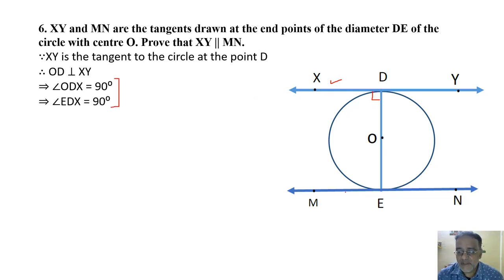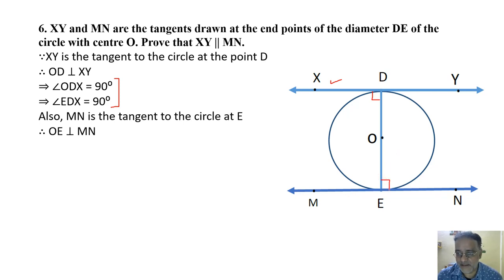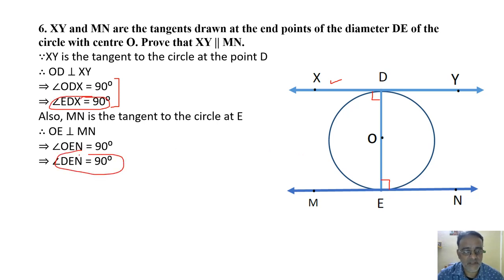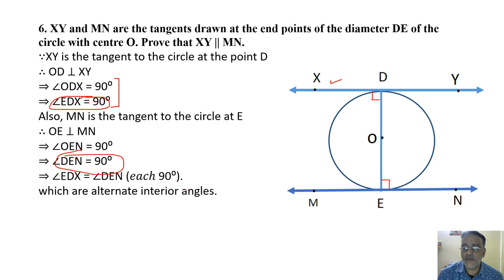Now next one, with respect to tangent MN, again OE is perpendicular to MN. So this angle OEN is 90 degree. So we can extend it to DEN. So now compare these two angles, this one and this one. So both are equals to 90 degree. But these are alternate interior angles, right? So therefore XY is parallel to MN. Any doubt? No, sir. Right.